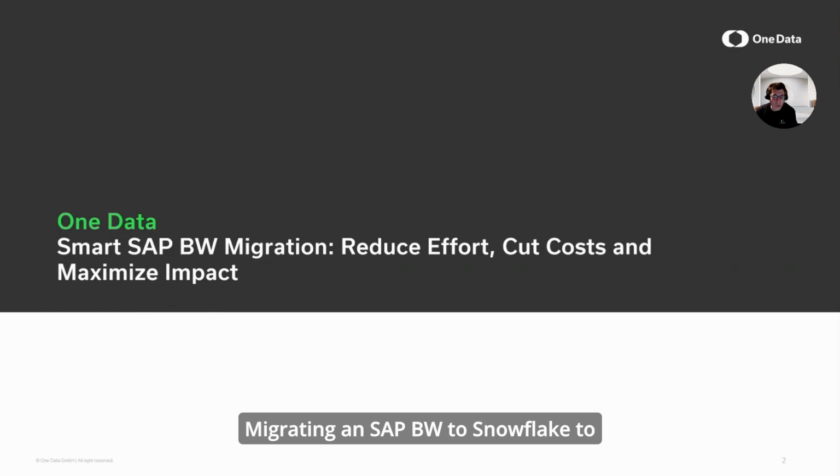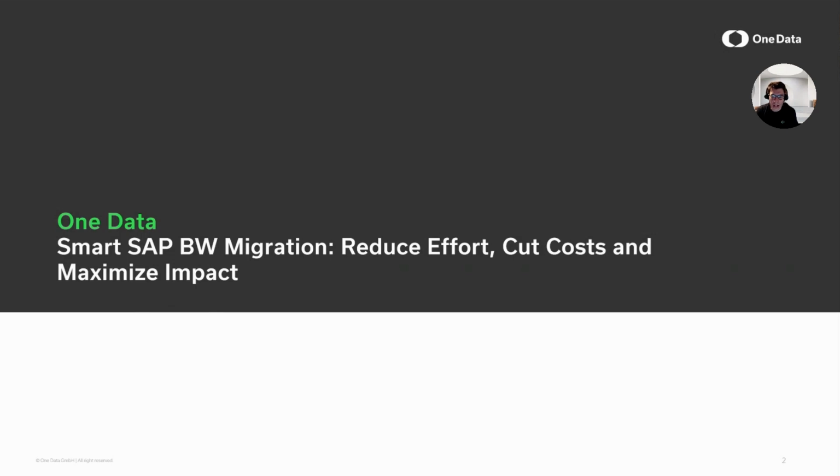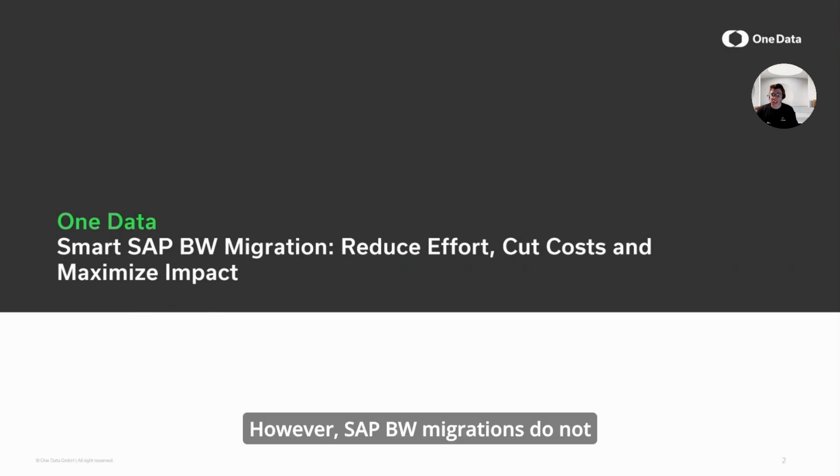Migrating an SAP BW to Snowflake, to Databricks, or to SAP BDC is a major platform shift. Without the right approach, you risk magnifying existing inefficiencies. Ungoverned data might churn 24/7 in the cloud, consuming compute resources and storage, and therefore driving your cloud bill. However, SAP BW migrations do not need to be your next big cost center. You can easily turn it into your next big value engine instead.